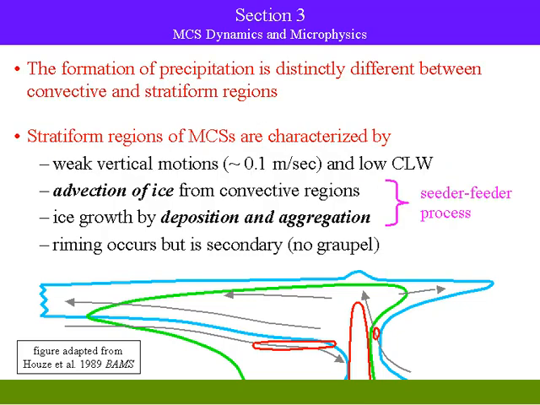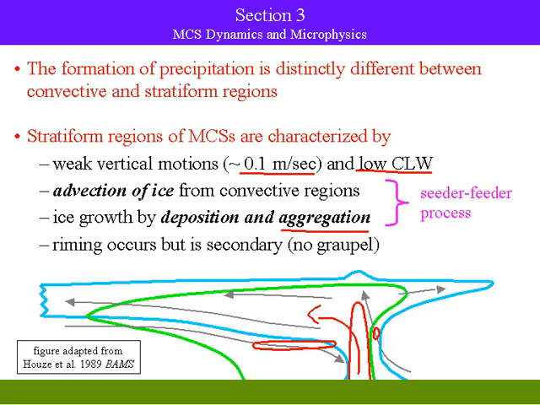However, within the stratiform region it's distinctly different. We have much weaker vertical motions. We have updrafts on the order of maybe 0.1 meters per second and a much lower cloud liquid water. We see advection of ice from the convective region, so ice formation here may be advected out into the stratiform region in that direction. And the ice growth is primarily by deposition and aggregation. Now remember, aggregation simply means ice crystals which stick together.